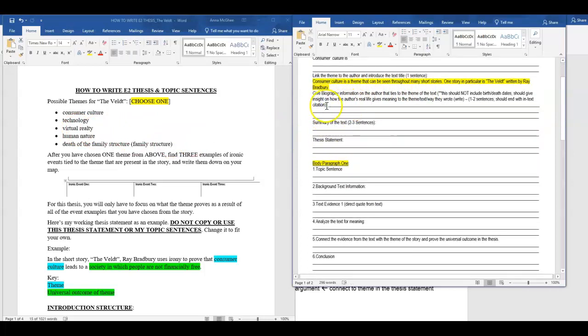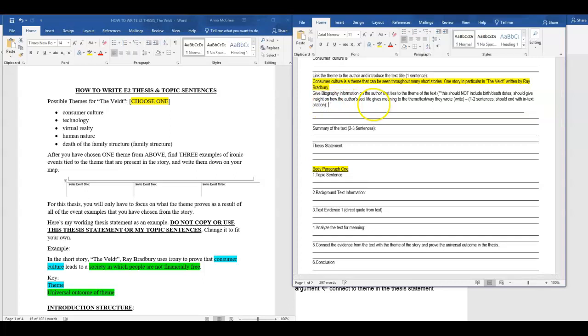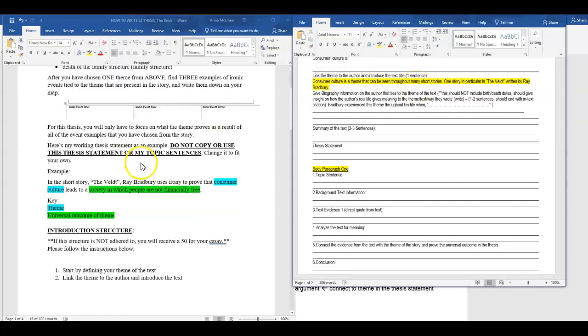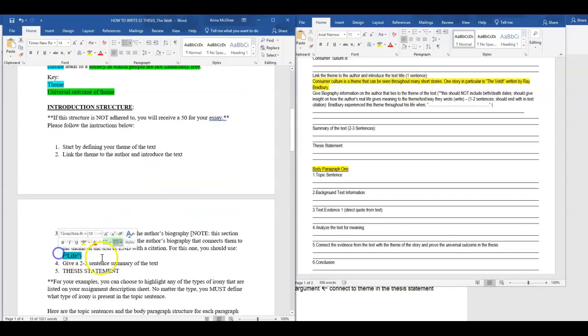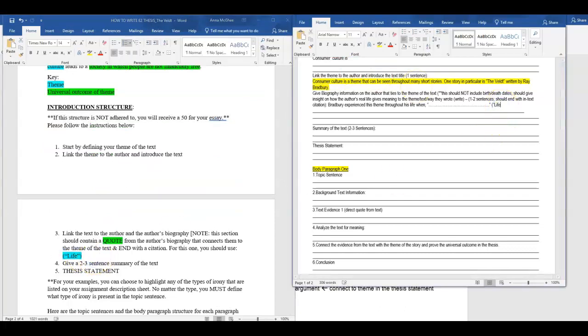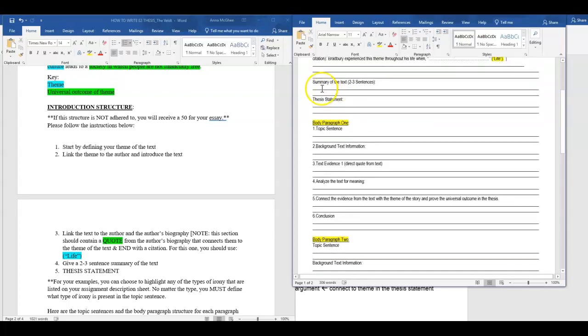Okay, then you will start the number 3 section by Bradbury experienced this theme throughout his life when, comma, then open up quotations, okay, and then find a quotation in his biography that links him to consumer culture and put that in the block. Okay, now it tells you here that in this quote you should have life in quotations in parentheses. So please make sure that you have that down for this section number 3.